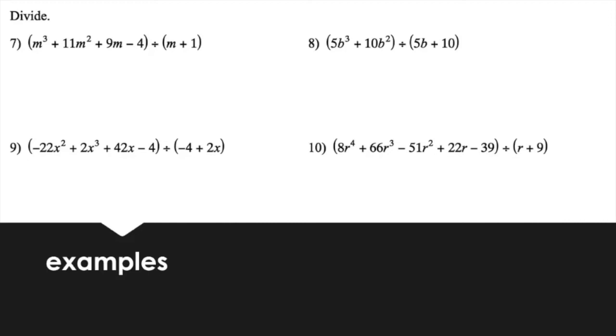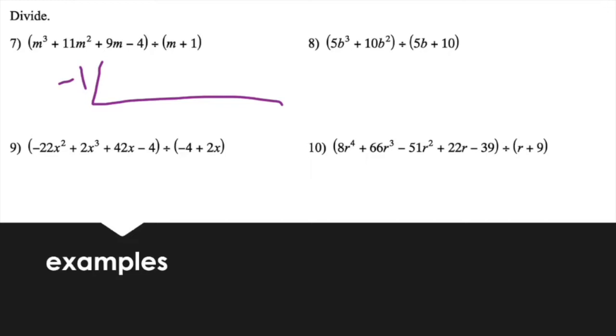All right, let's do some examples now. We're going to divide these with synthetic division. We're going to take this one right here, and it's going to go in the box, and this will go on the outside of the box. So if you remember, we set this equal to 0, then we subtracted the 1 over there, so we're going to have a negative 1 right there.